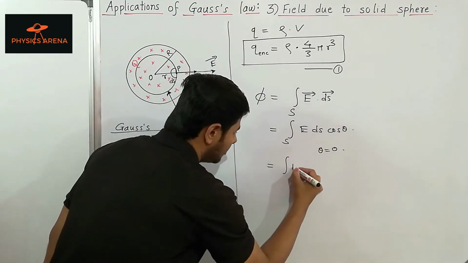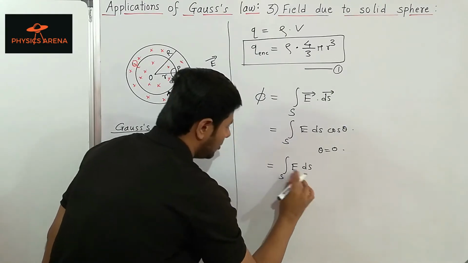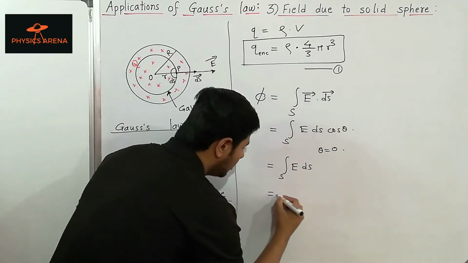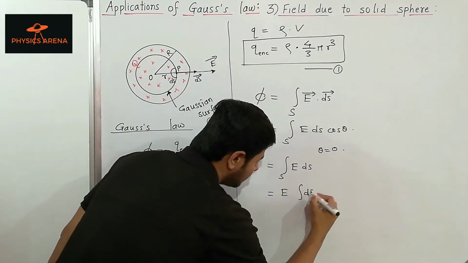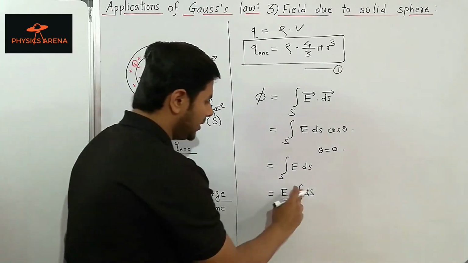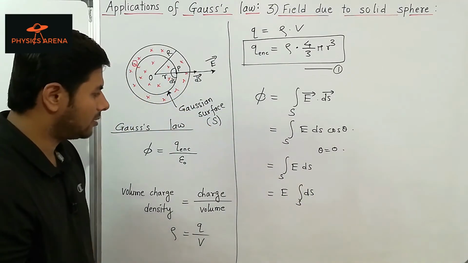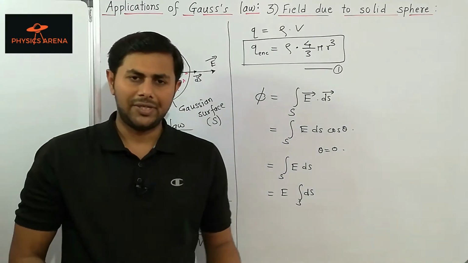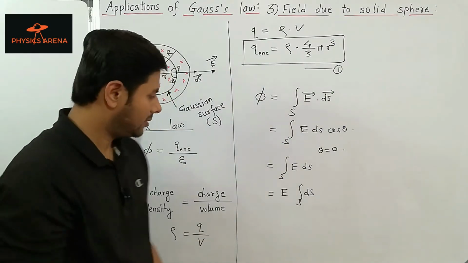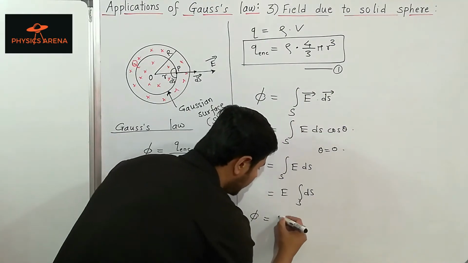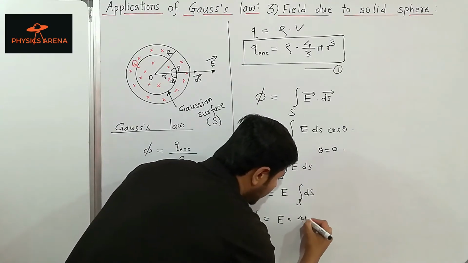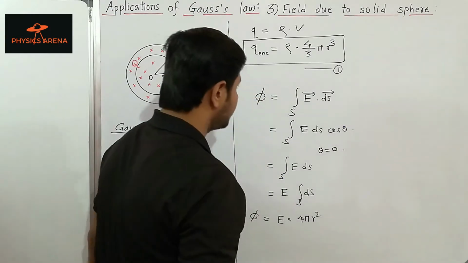So we have only E times ds. And again E is constant, so we can take it outside. So we just have this integral of ds over the Gaussian surface, and that integral is equal to just the surface area of the Gaussian surface. So I can say phi is equal to E multiplied by the total surface area of the Gaussian surface, which is 4 pi r square.